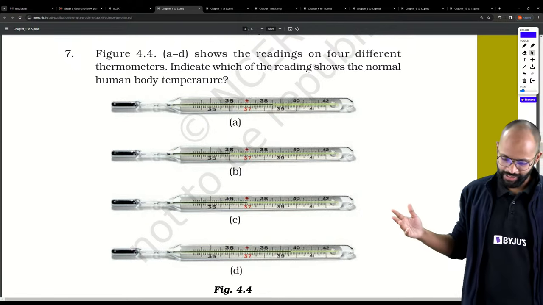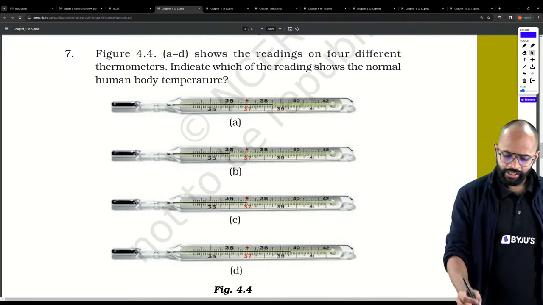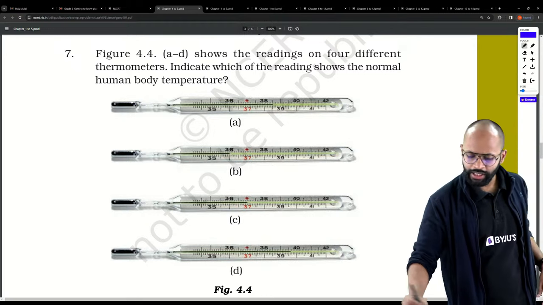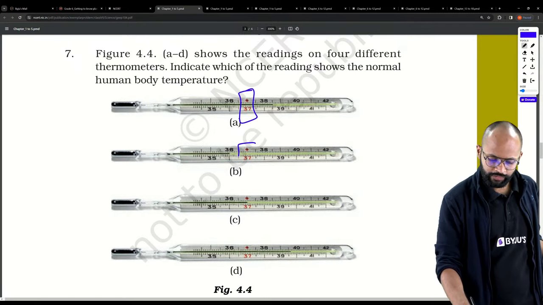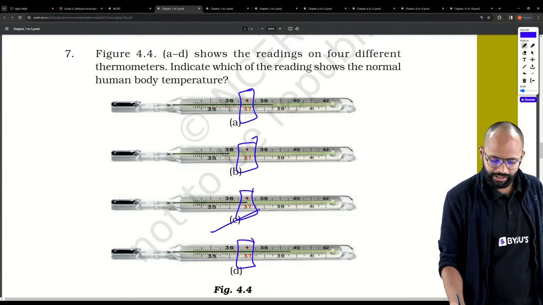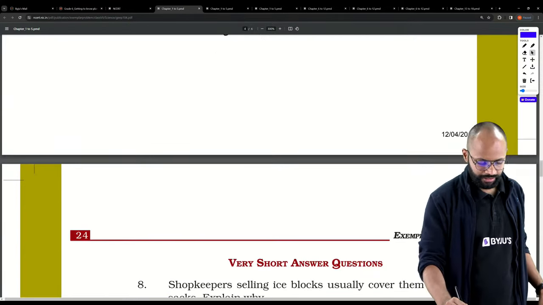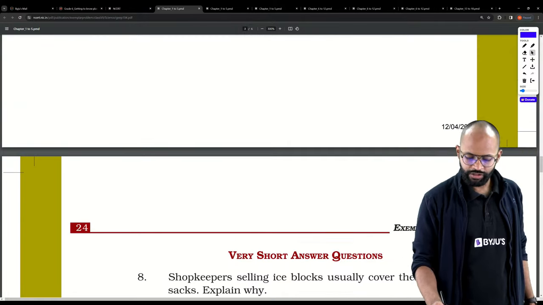Wow, very good. Normal body temperature, brother, such an easy question. There is such a huge marking of 37 to show normal body temperature. Where is the reading? Sir, C is okay. How easy this question was. Seventh is okay. Now we have very short answers.